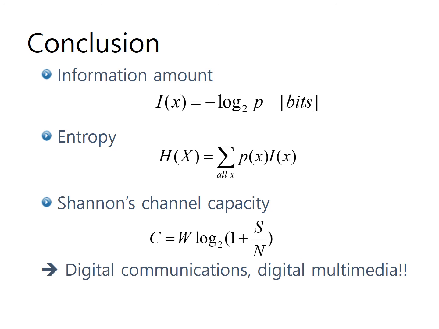So in this class, we learned about Shannon's channel capacity. It is widely used in all the digital communication systems, including RFID and medical detection systems, as well as in 5G or 4G wireless systems.